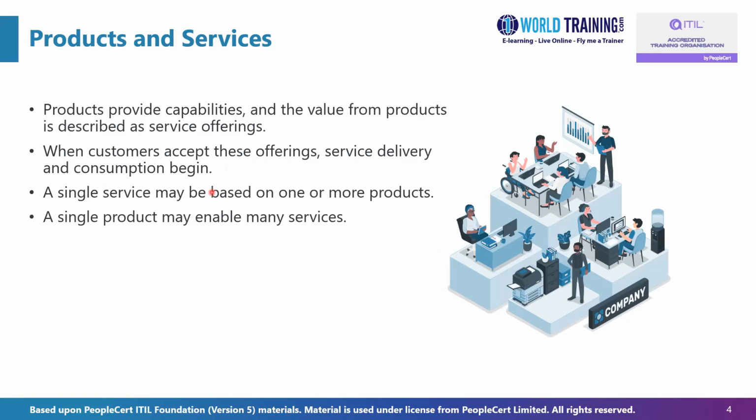Now, a single service may be based on one or more products. We have already seen that the flight from one city to another depends on passenger transportation. It can also include cargo transportation. So, for example, if there's a cargo service, then it'll depend on cargo transportation. A single product may enable many services.